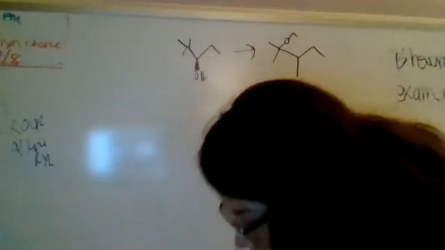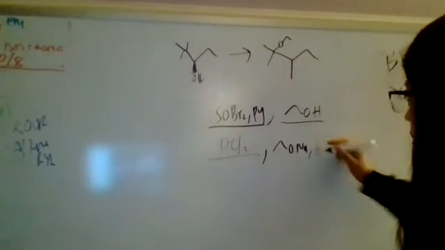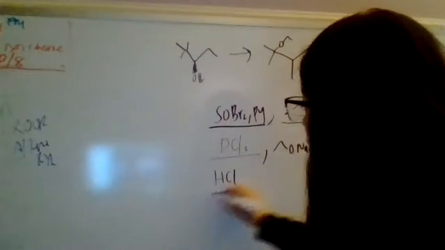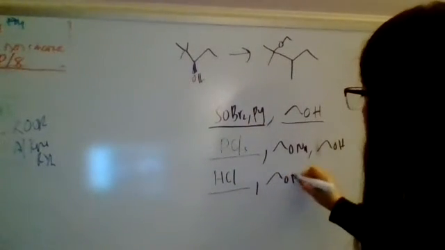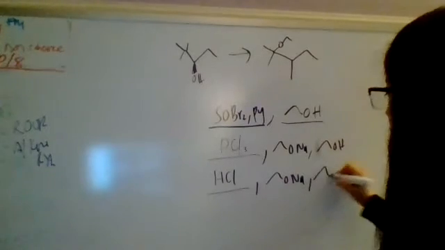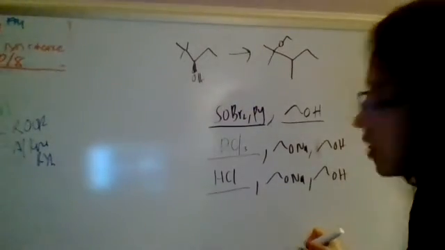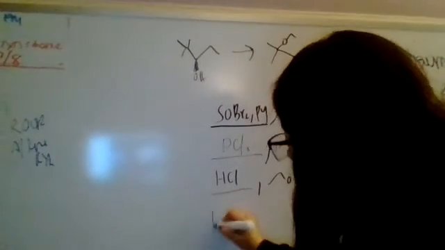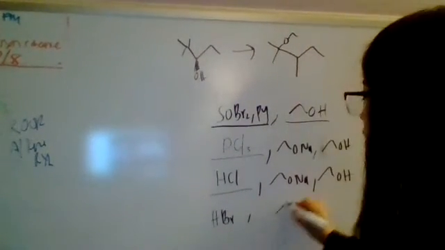I don't remember which answer. Ethoxide and ethanol. That's a solvent. Then it was HCl and the same as this, and ethanol. And then, I'm still on the page, yeah. And then HBr and ethanol.